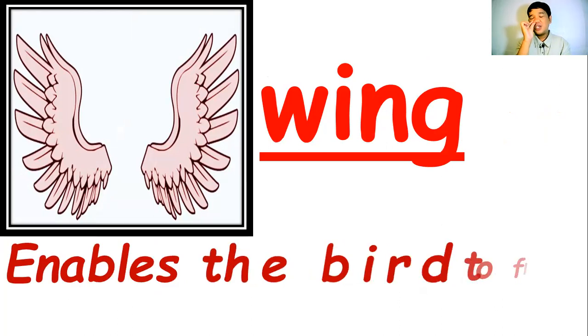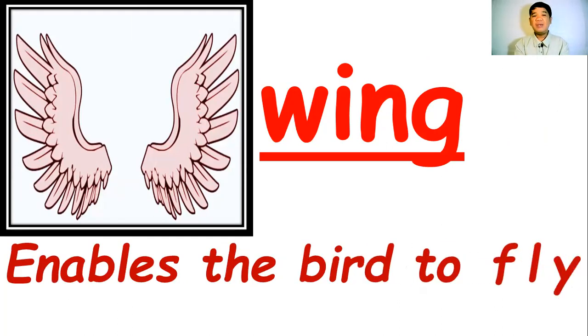So the main function of the wing of the bird is that it enables the bird to fly. As I have said earlier, without wings, birds cannot fly. So therefore, the wing of the bird enables the bird to fly. Okay, so that's it.